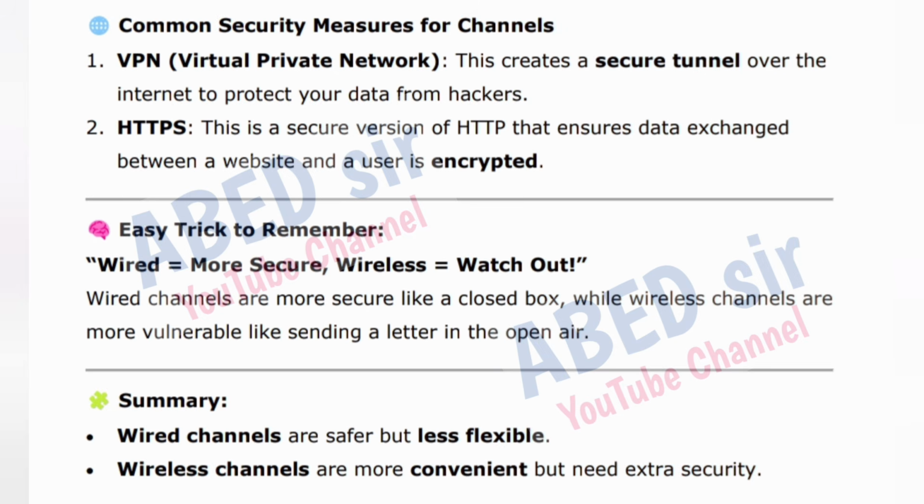Easy trick to remember. Wired equals more secure, wireless equals watch out. Wired channels are more secure like a closed box, while wireless channels are more vulnerable like sending a letter in the open air. Summary. Wired channels are safer but less flexible. Wireless channels are more convenient but need extra security.